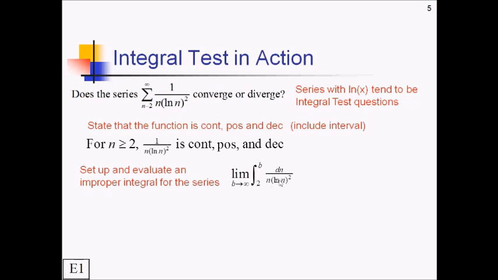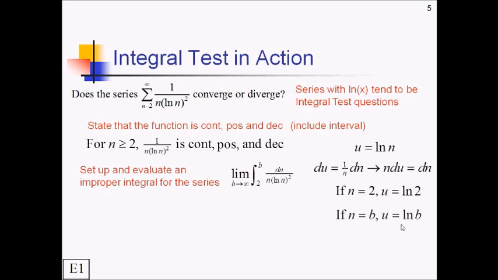I'm going to let u equal ln of n, and then I'll have to figure out dn and swap something for that eventually. So if I take my derivative over here, I've got du equals 1 over n dn. And then multiplying both sides by n, I have n du is equivalent to dn. So that's nice. I also have to swap out these limits of integration. If n equals 2, u is going to be ln of 2. If n equals b, then u is going to be ln of b, so that's not too bad.